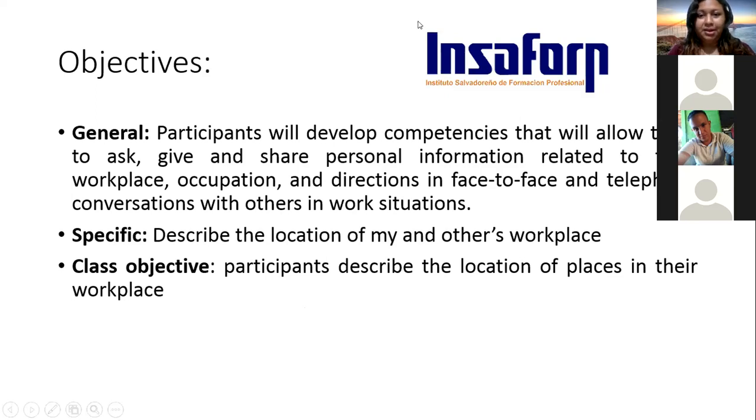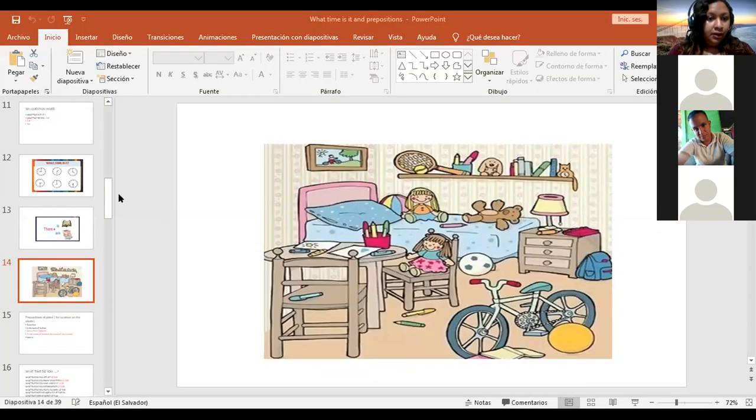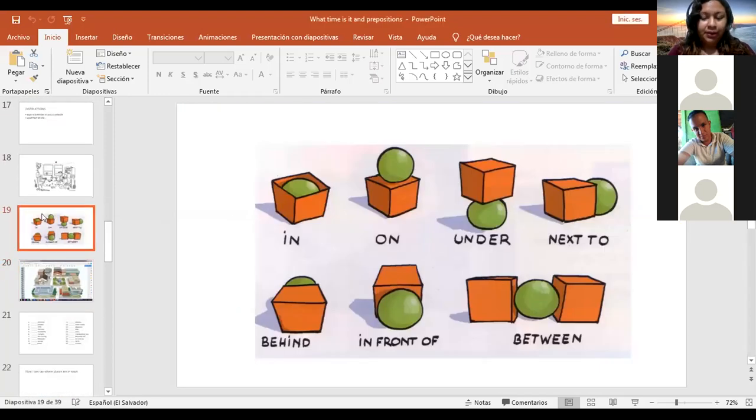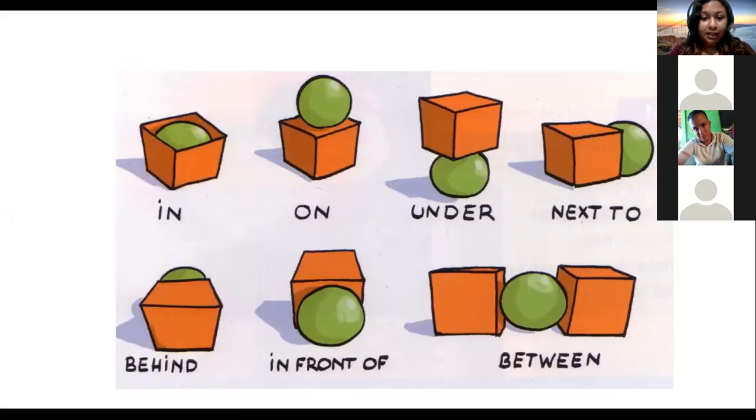Okay, so here we go. Let's get started by checking some vocabulary. Okay, this one here. You guys are going to repeat with me. You see, we have 3, 4, 5, 6, 7 examples. So the first one says, repeat it with me, in.